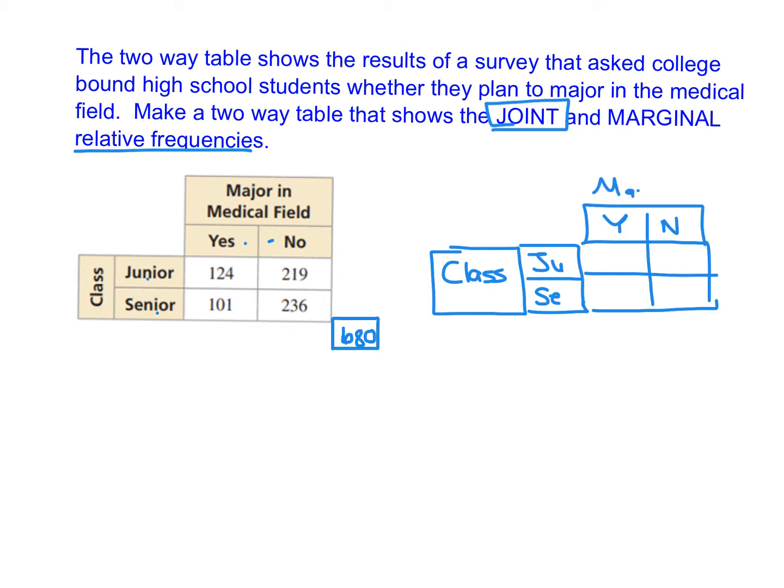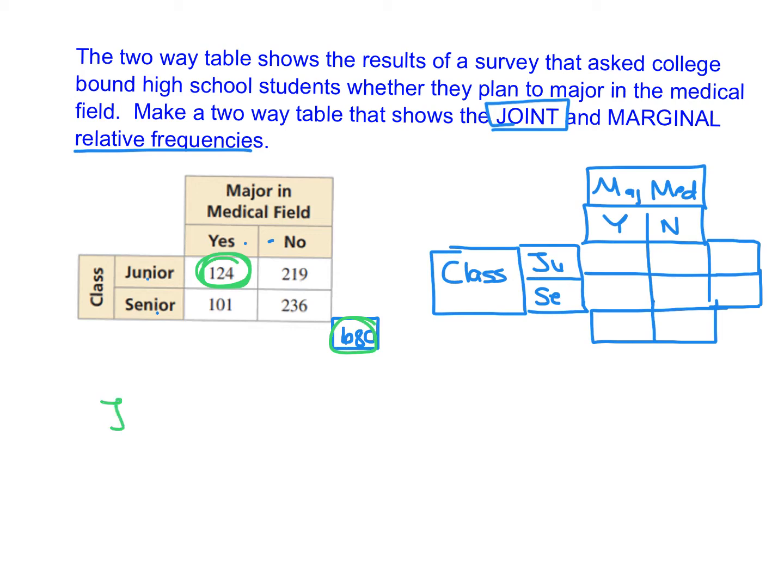So major in medical. And then I am going to have my totals over here since I'm going to have those marginal relative frequencies in here. So what I need to do to start is calculate all of my joint relative frequencies. Now remember, joint relative frequencies take each of these numbers that goes along with two categories and divide it by the total.